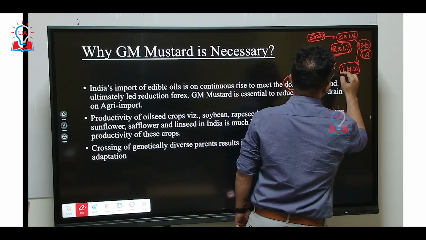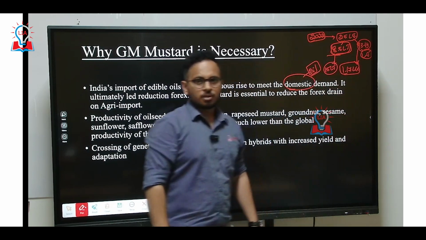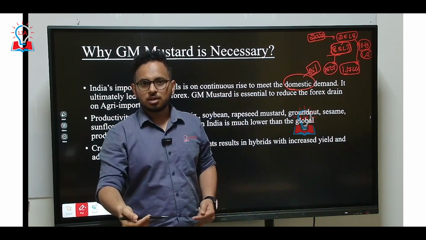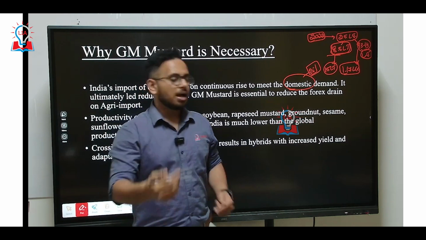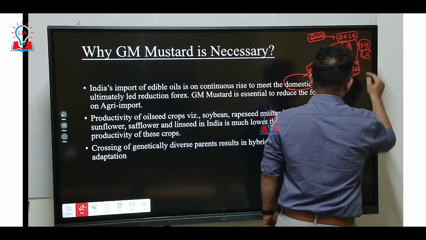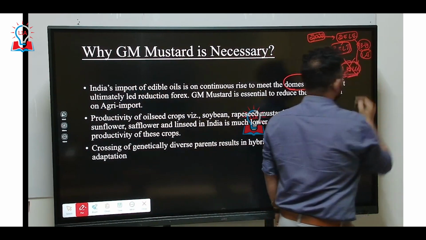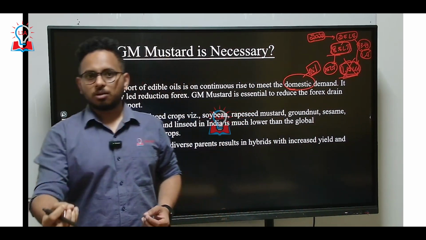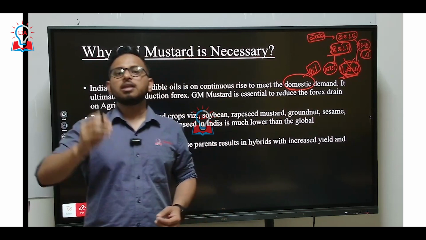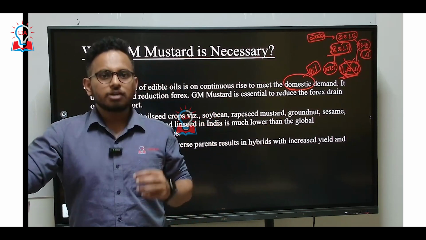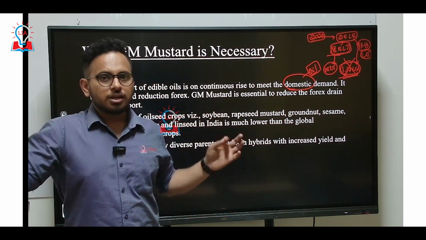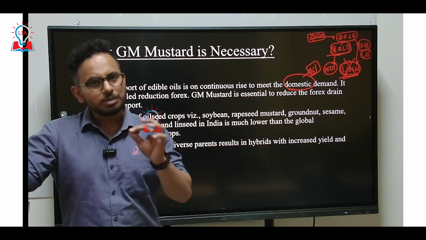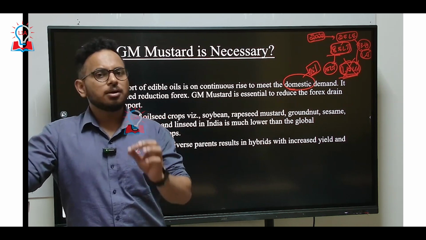So now, if we develop genetically modified mustard and increase production from 8.5 lakh tons to 15 lakh tons, we are creating new employment for the farmers. We are generating the farmers' income. At the same time, we are also skipping this 1.17 lakh crore rupees that is going out of the Indian economy. This is the main important reason why the government is pushing for genetically modified crops, and to be specific, genetically modified mustard.